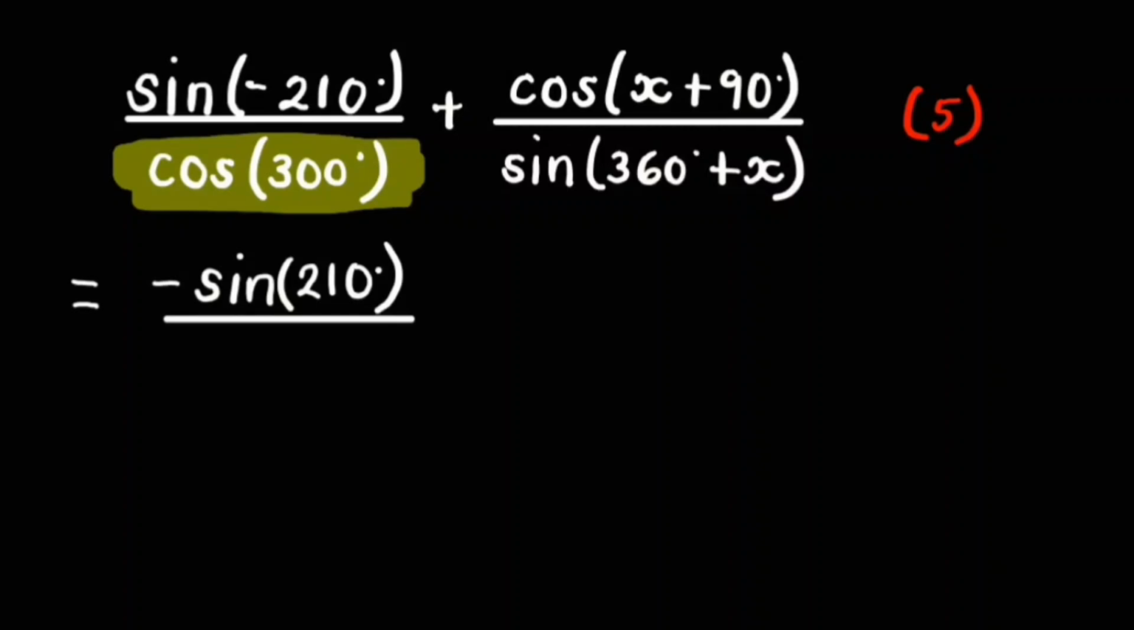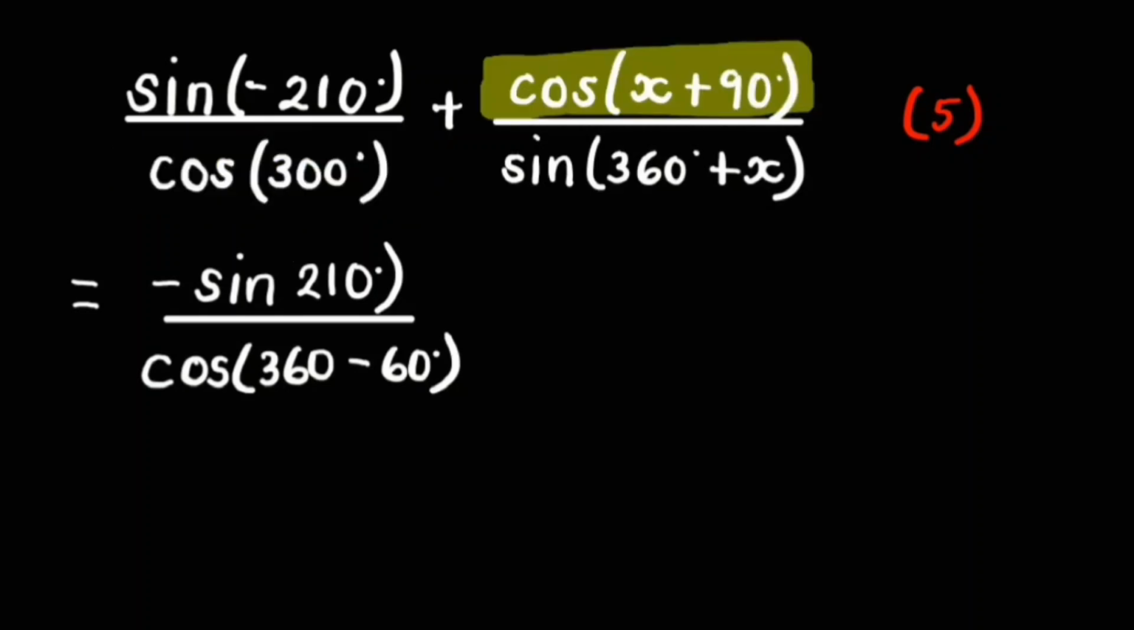So we first ask ourselves, in which quadrant does 300 degrees lie? So 300 degrees lies in the 4th quadrant. And in the 4th quadrant, the reduction formula that we use is 360 minus. Doing so, we now have cos of 360 degrees minus 60 degrees.